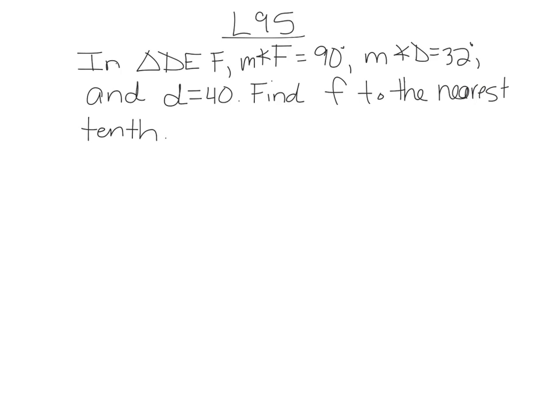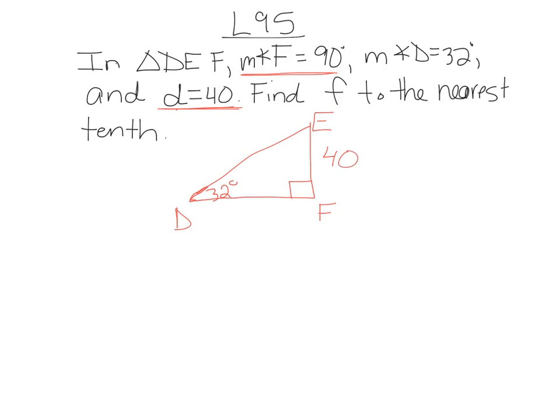So when I read this problem, the first thing I see is that this triangle is a right triangle. So I'm going to draw a right triangle. It looks like angle F is the 90-degree angle. I'll put the D and the E over here. Angle D is 32 degrees. And side D, so I'm not sure if you learned this last year, but basically when we see side D, that's just the side across from angle D. So the 40 would go over here.